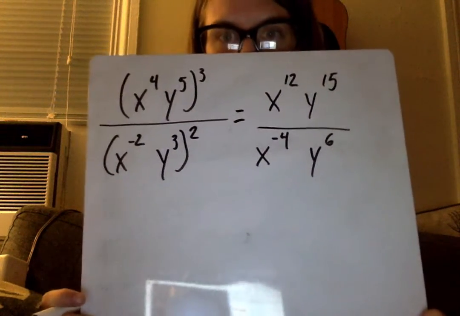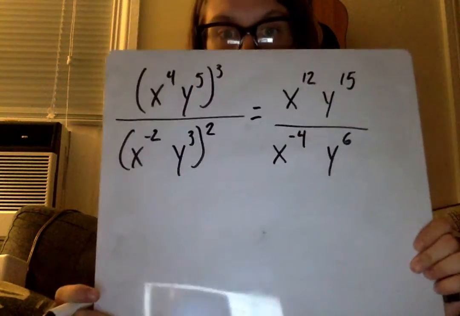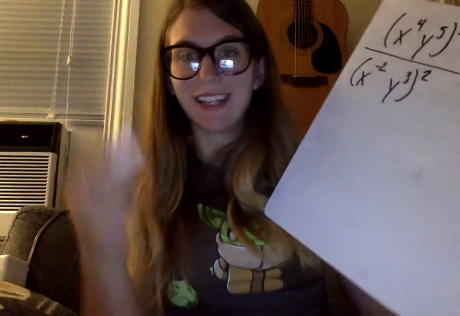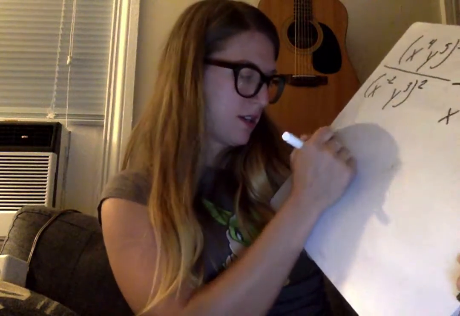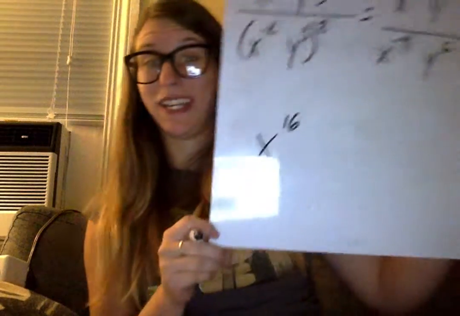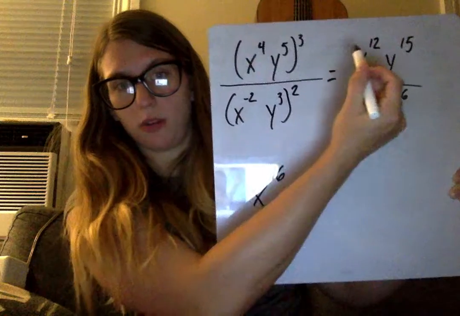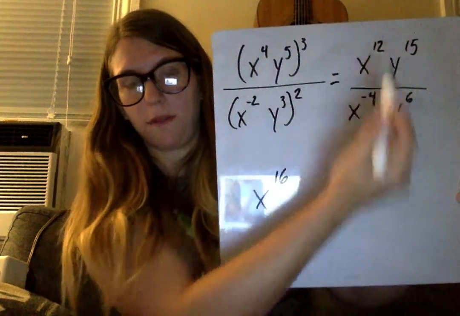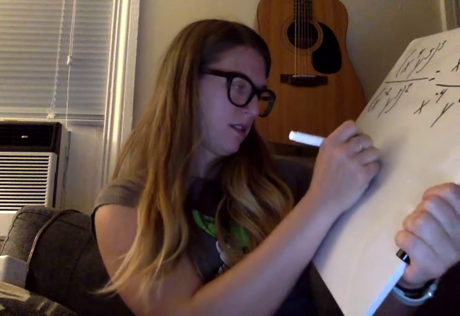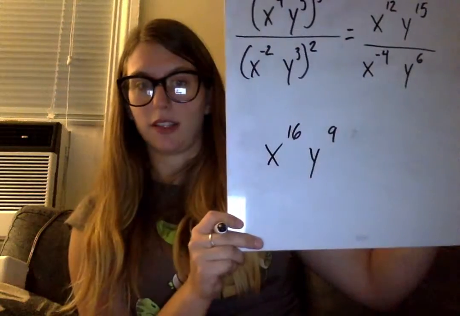And then what I'm going to do is use my division to get rid of it. So 12 minus negative 4 is actually 16. We're here, so 12 minus negative 4. And then 15 minus 6 is 9.